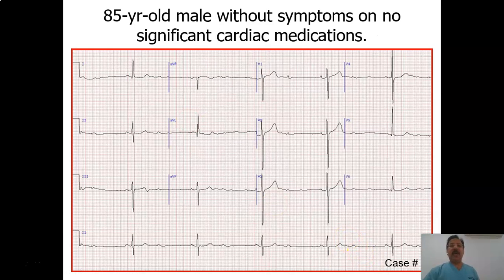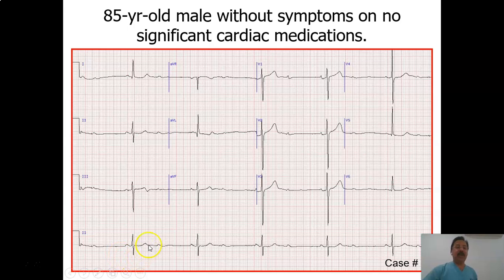Okay, case number 9. This is the ECG of an 85-year-old male without symptoms on no significant cardiac medication. So look at this ECG. From afar it looks like this is a slow ECG. So it looks like some bradycardia. And let's apply our 7-step approach.